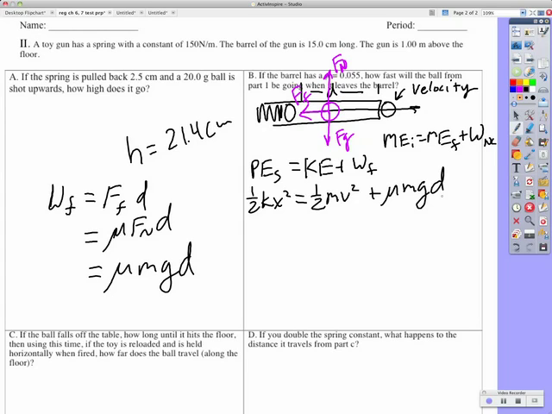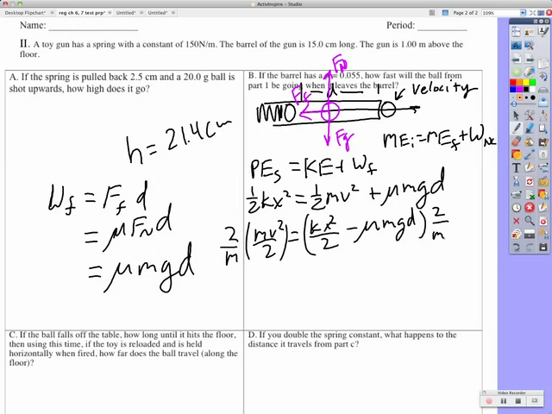And do you see what I can do here? Multiply both sides by 2 over m. Do you see why? This 2 cancels, this m cancels with that, and I get v squared by itself. And then when I multiply this out, I get kx squared over m minus 2 mu g d. And I can just take the square root of that. And this is going to give me my answer of 2.13 meters per second. Okay, so again, velocity is 2.13 meters per second coming out of the barrel.